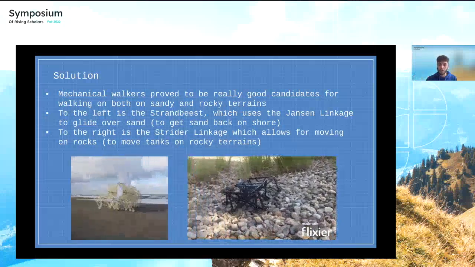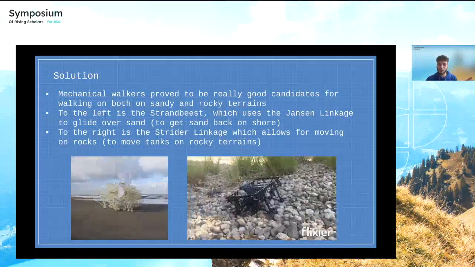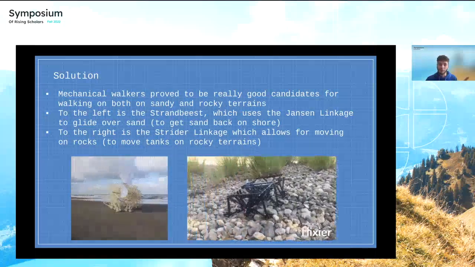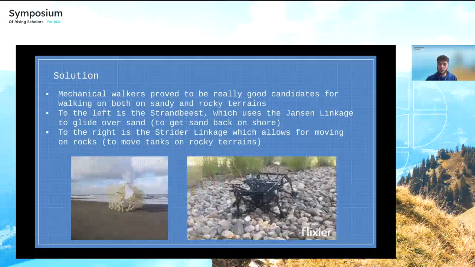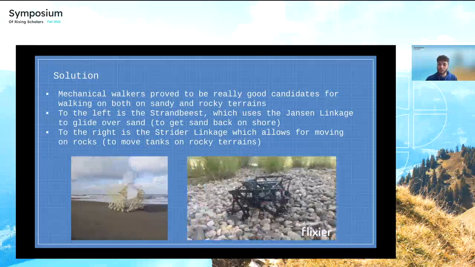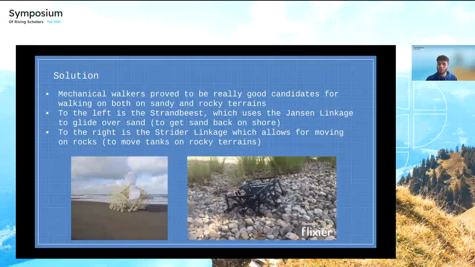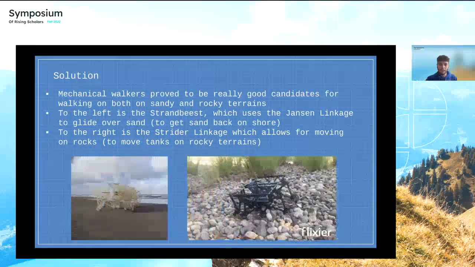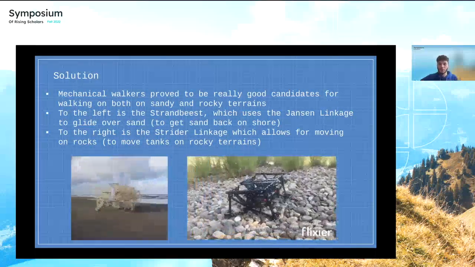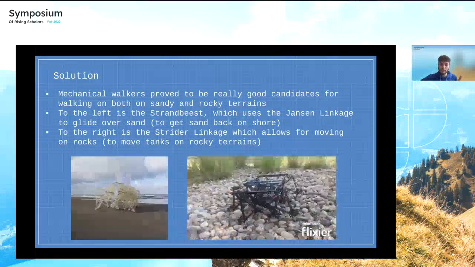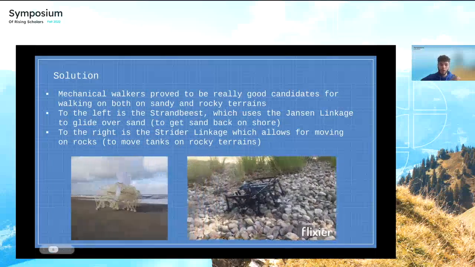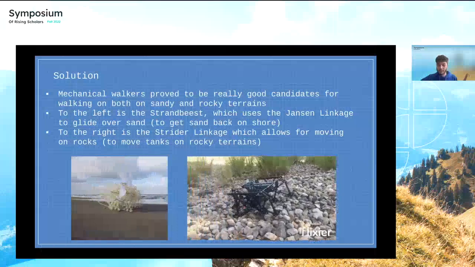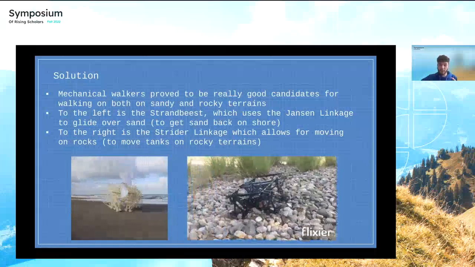It doesn't walk into the water. It has mechanisms that prevent it from walking into the water. And the one on the right is called the Strider linkage, and it was researched a lot for being used in tanks, like army tanks. And so mechanical walkers are really good because they allow you to walk on sandy surfaces, as you see on the left, and also rocky surfaces.